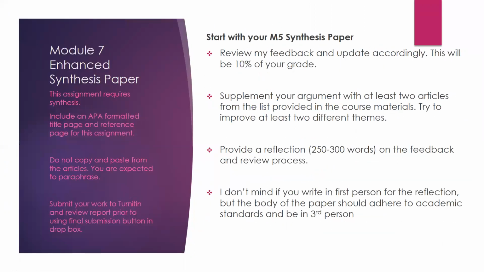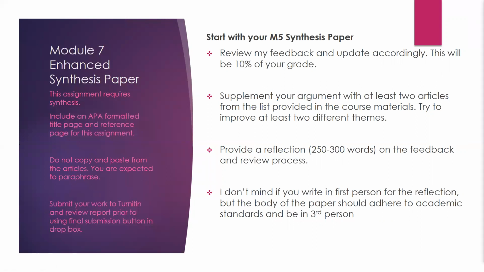So, the Module 7 Enhanced Synthesis paper is not a new paper. You're not starting from scratch. You're going to start with your Module 5 Synthesis paper on doctoral identity. You're going to review my feedback and update your paper according to the feedback that I provided you. That's going to be about 10% of your grade. You're going to improve the discussion basically by looking at the feedback where I've pointed out where you need to improve. Secondly, you're going to supplement your argument with at least 2 articles from the list provided in the course materials. You're going to try to improve at least 2 different themes.